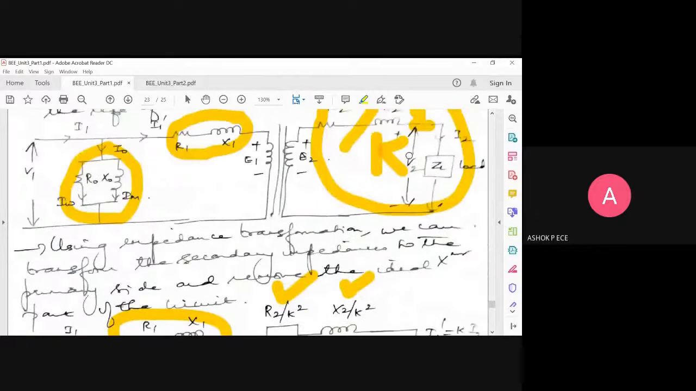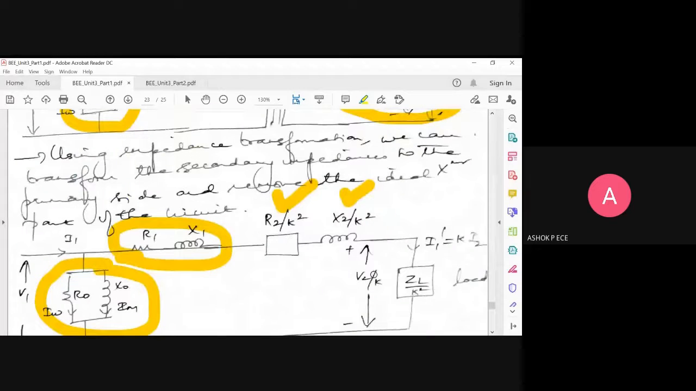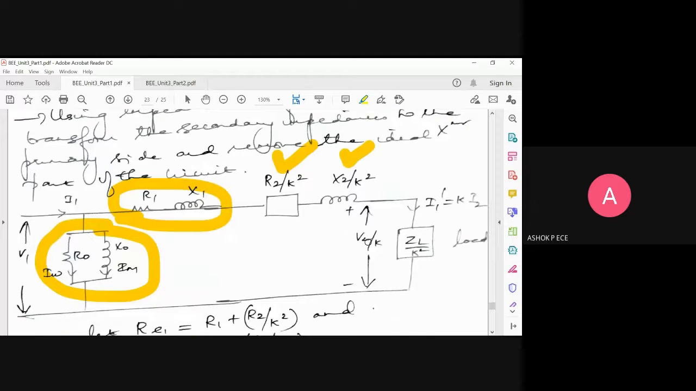And voltage V2, V2 by K. So when you see voltage and impedance, they will be divided by the value. Current will be multiplied by the value. I told you, if voltage is divided, current has to be multiplied because in a transformer, you cannot have a high voltage, high current scenario at all. It will be either high voltage, low current or low voltage, high current. So see here, voltage is divided by K, and current is multiplied by K.